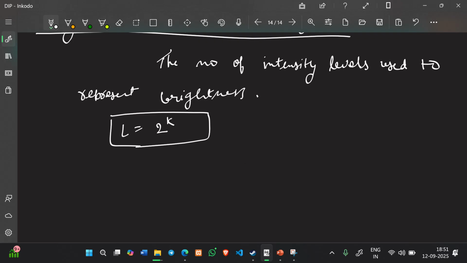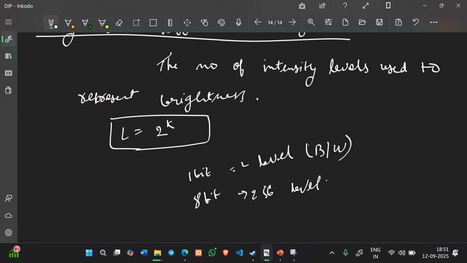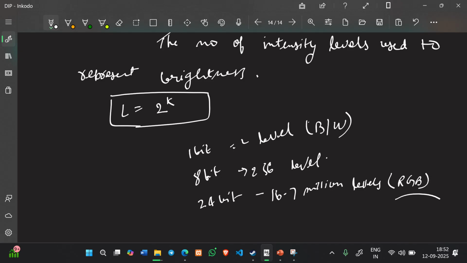So if there is one bit, it is equal to two levels, which is nothing but your black and white. And if there is 8 bit, it is 256 levels, which is your standard grayscale. And there is 24 bit, which is around 16.7 billion, sorry, million levels. That means your RGB image. Okay, I hope I am clear.